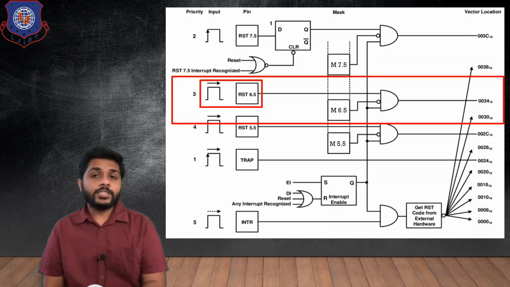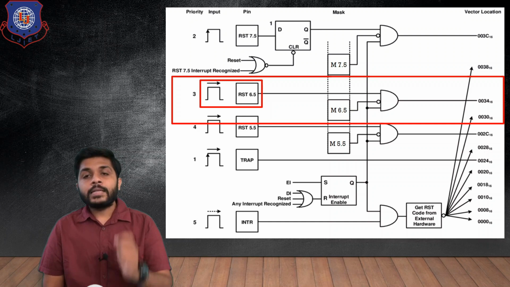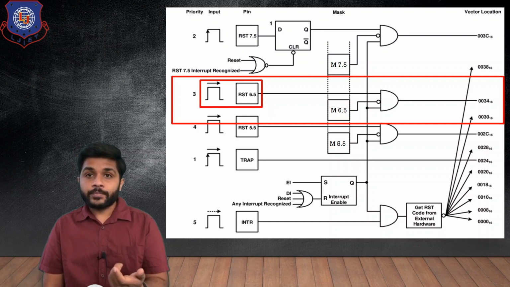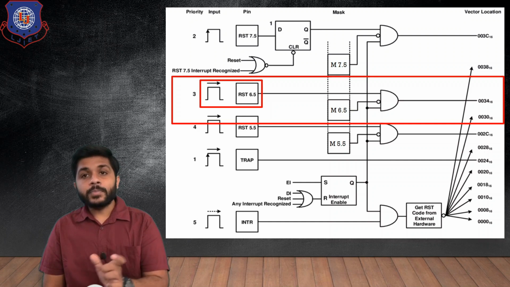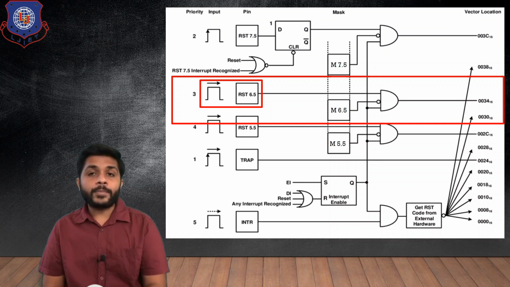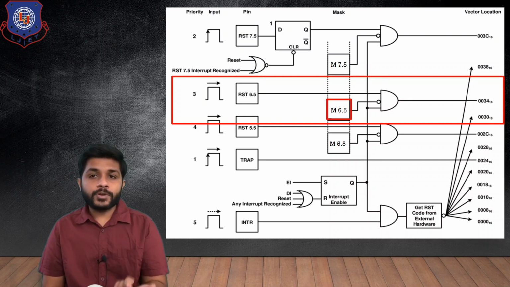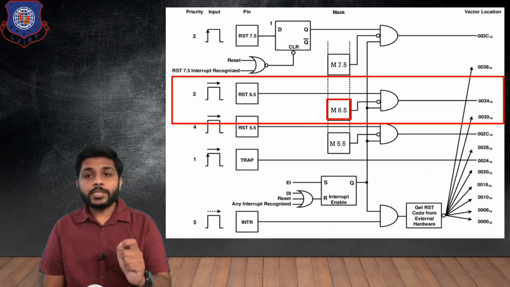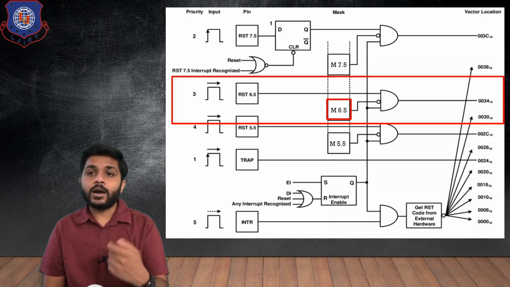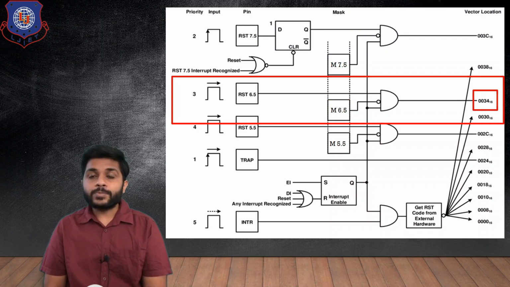Now let's see the next interrupt, that is RST 6.5. The RST 6.5 interrupt is level trigger. It means in order to detect this interrupt, the signal at the RST 6.5 pin should be high for a particular amount of time. Then there is a M6.5. So if the value of the M6.5 bit is 1, in that case that interrupt is masked. If the value of the M6.5 bit is 0, it means this interrupt is unmasked. And when this interrupt is unmasked, the processor will provide the vector location. You can see that the vector location for the RST 6.5 interrupt is 0034H.